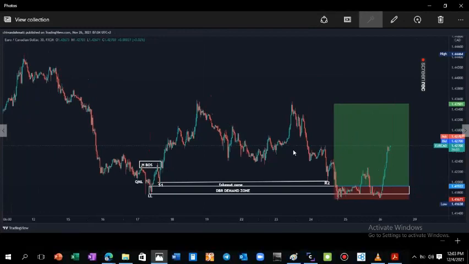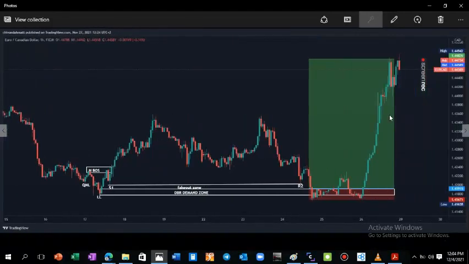Okay, you can see this was a Euro CAD, worked out perfectly. QML, support. The market broke on the support, and then it came to our level, and then we took the trade, and then it pushed to the upside like that. Look, this is the same Euro CAD, and it pushed very much to the upside. This was on the daily time frame. Of course, I mean on the 1 hour time frame.